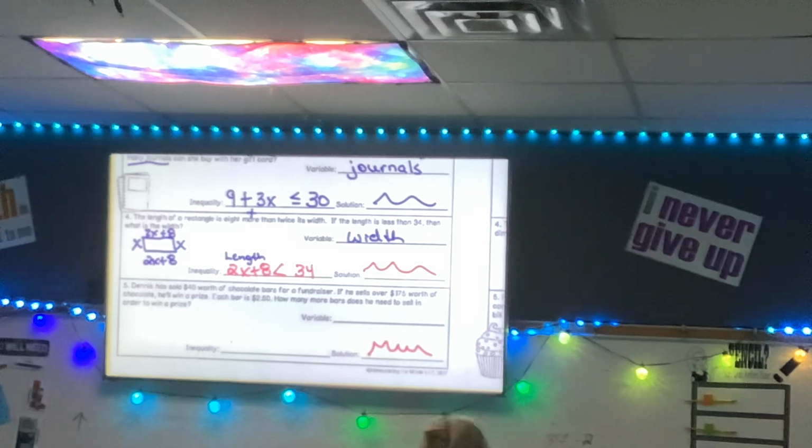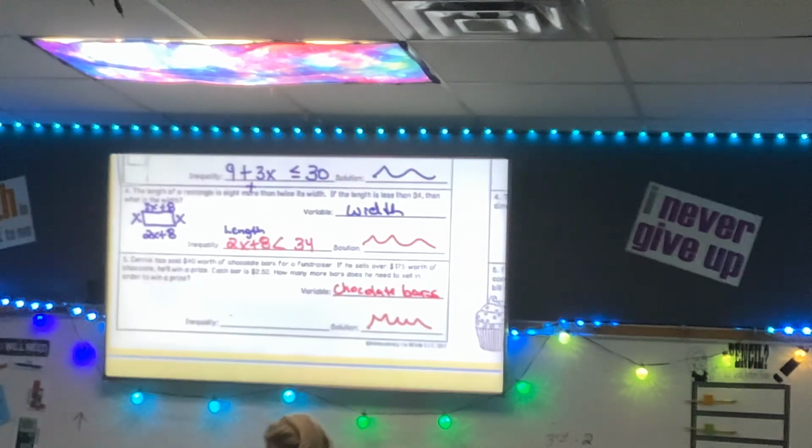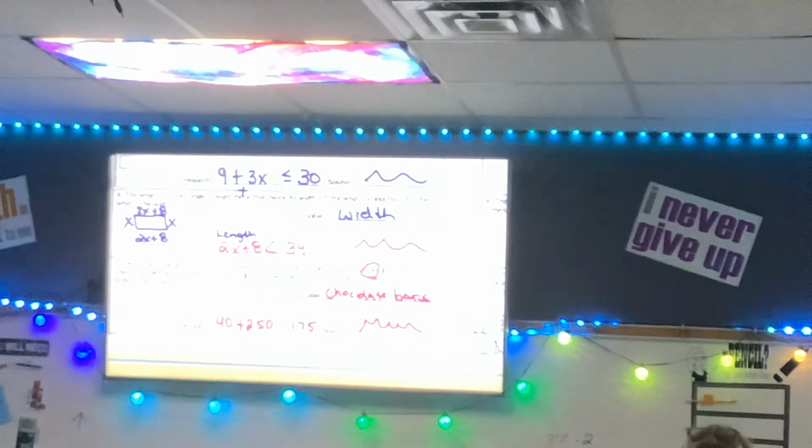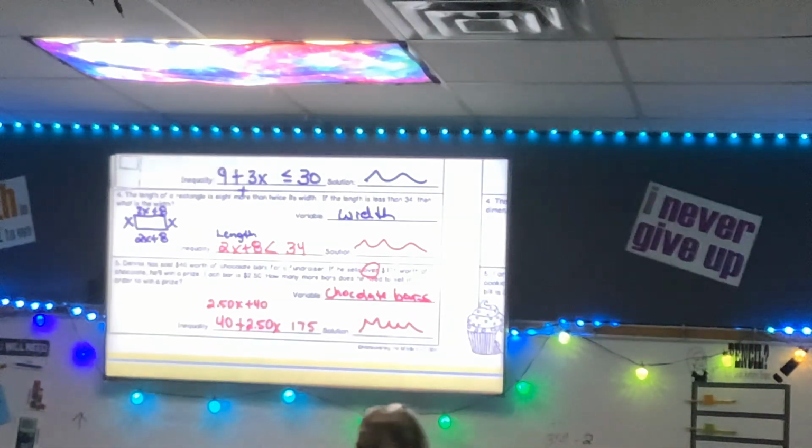Okay, what is your variable? The amount of chocolate bars he sells. He has sold $40 worth. If he sells over 175, he wins a prize. Each bar is $2.50. So 250x. Now, if you wrote it like this, that's still the same thing. Okay, you can totally flip-flop those.